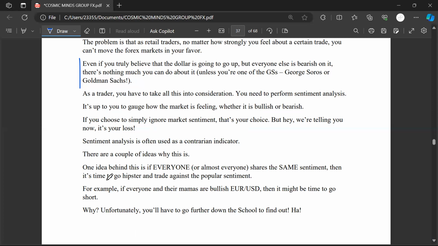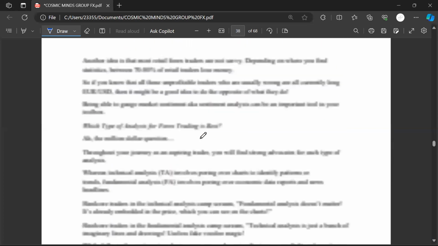For example, if everyone and their mamas are bullish on USD, say EUR/USD, the fiber, then it might be the time to go short. You are just doing the opposite. Unfortunately, you will have to go further down the school to find out why you have to do that, why people decide to be contrarian traders. So it's as simple as that.